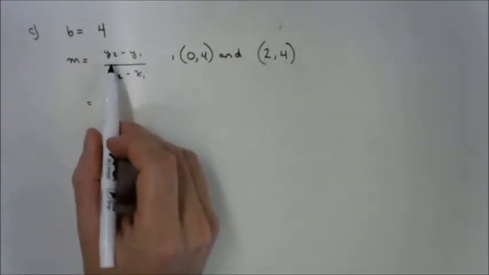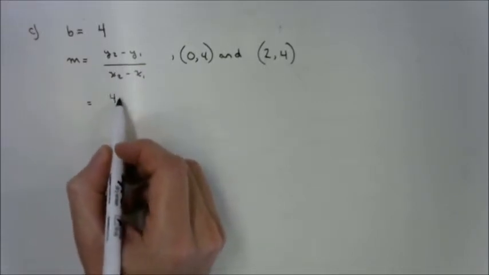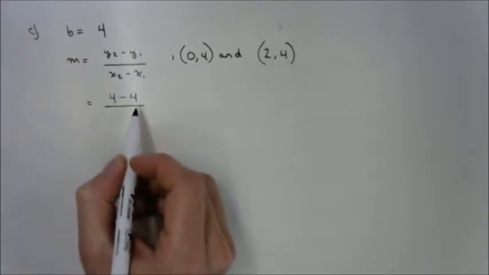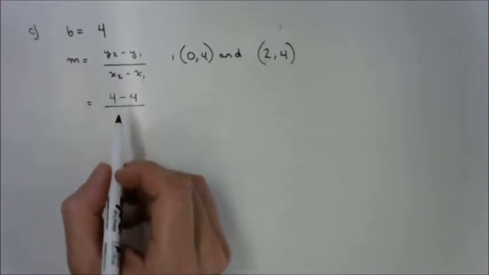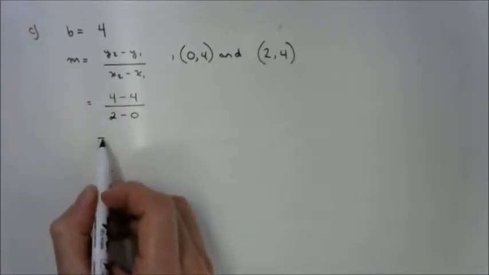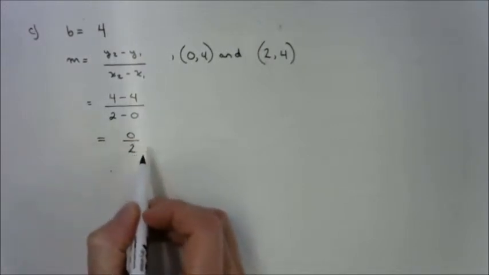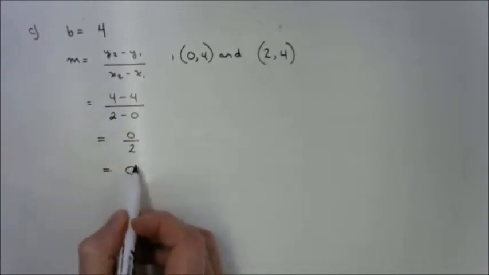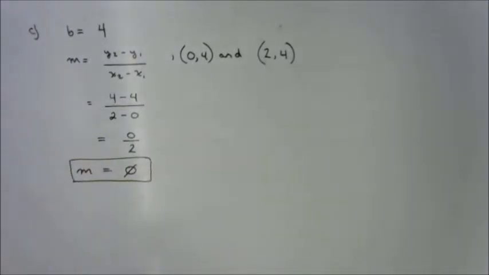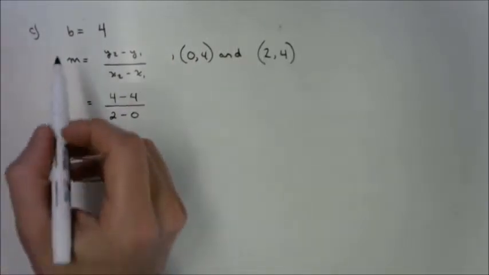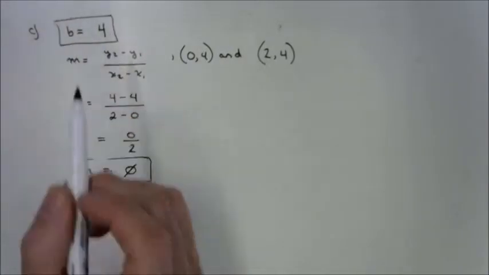So let's sub in our values. y2 minus y1 is 4 minus 4. What happened? We became 0. Our run is x2 minus x1. That's 2 minus 0. So we're left with 0 over 2, which is just 0. So our slope is 0. That makes sense because it didn't rise. Okay, 0 over 2. And our initial value is 4.